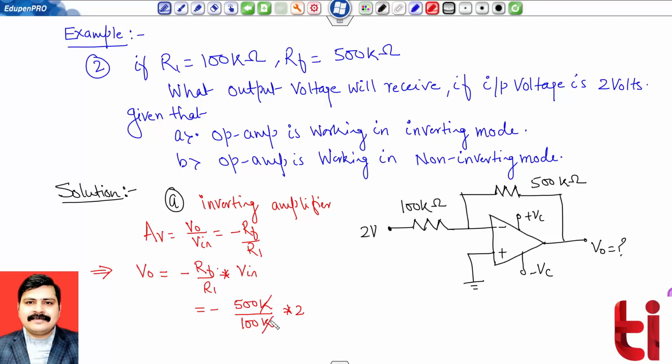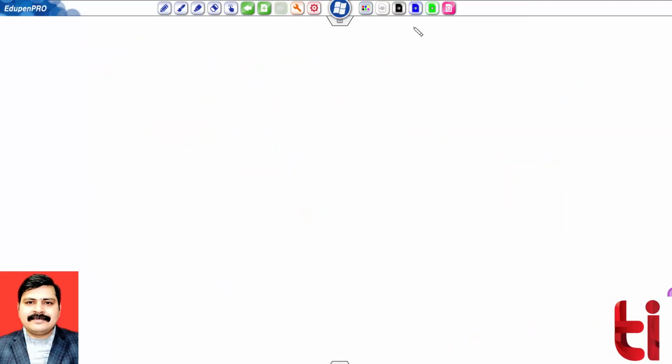So k is cancelled. K means 10 raised to power 3, and as it is available in both numerator and denominator, it cancels. It is now minus 5 multiplied by 2, so it is minus 10 volts. That means my output voltage V0 equals minus 10 volts for the inverting amplifier. So the first case is solved. Let us move to the second case.